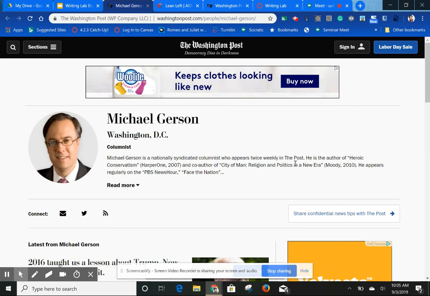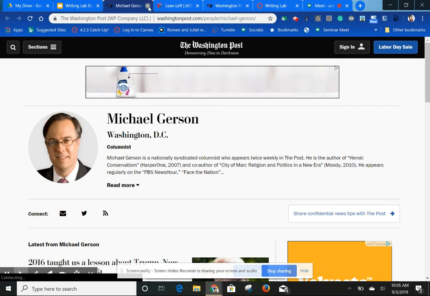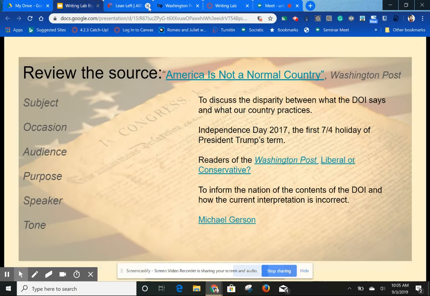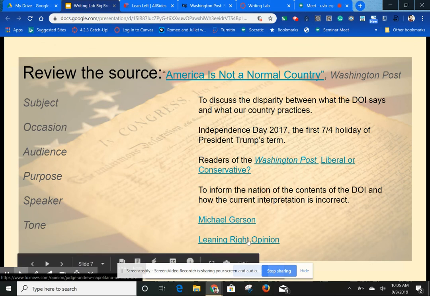So those two show us that while he is writing for a left-leaning paper, he really is leaning right. So for that, now his audience has expanded. Now he wants the left-leaners to get a right-leaner's point of view when it comes to the Declaration of Independence. Tone. And I already gave that leaning right opinion.